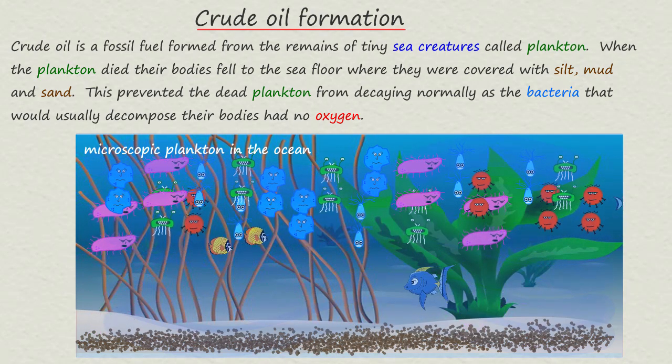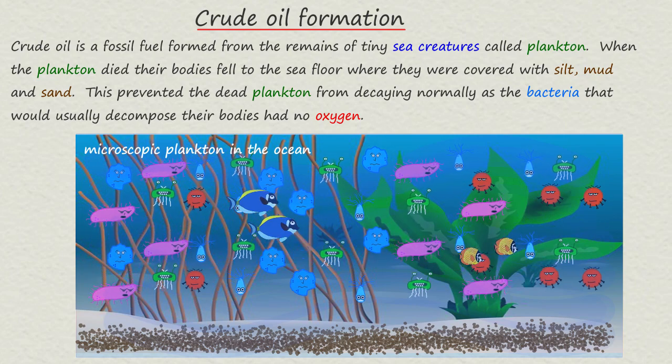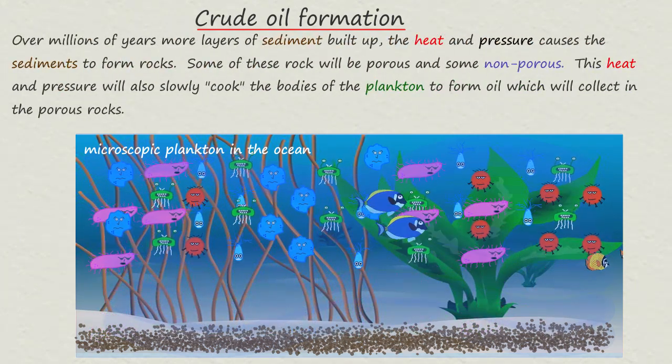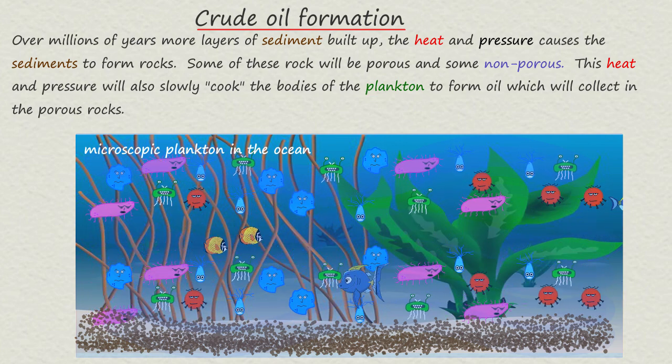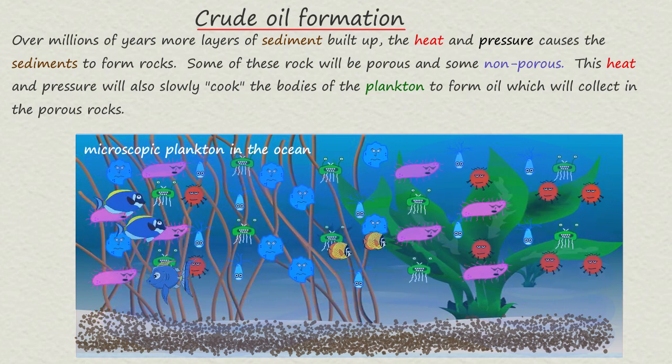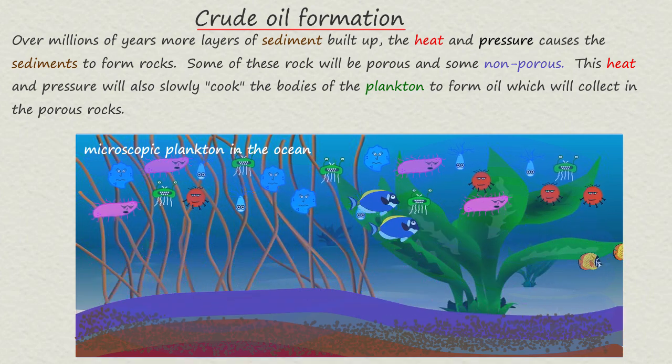This prevented the normal processes of decay from occurring, since the bacteria which feed on them had little or no oxygen. Instead, as they were buried, the temperature and pressure rose, and the remains of the plankton were slowly pressure cooked to form oil and gas. Over millions of years, these sediments slowly turned into rocks.